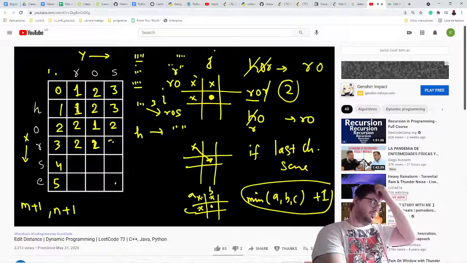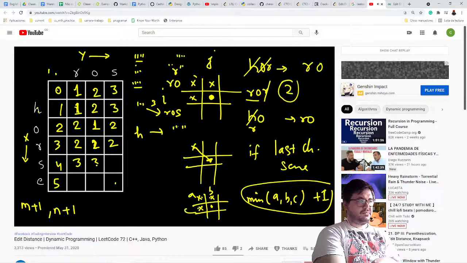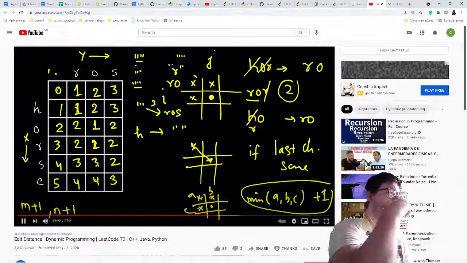Again not equal, so 2, not equal 3, not equal 3, equal, so this value 2, not equal 4, minimum plus 1, not equal 4, and now not equal, minimum of these 3 is 2, 2 plus 1 is 3, and the solution here will be 3.